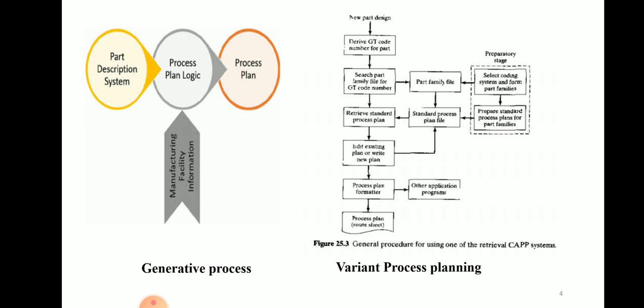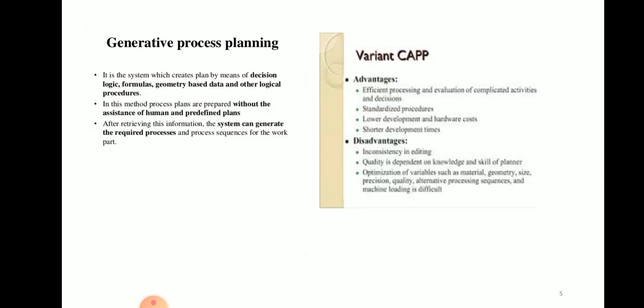After retrieval of the standard plan, we can see the existing part or write a new plan, then the process plan formatter, then the process plan route sheet and other application programs. You can also see the preparatory stage on the right side: select the coding system and form part families, and prepare standard process plans for the part families. So this is variant process planning.